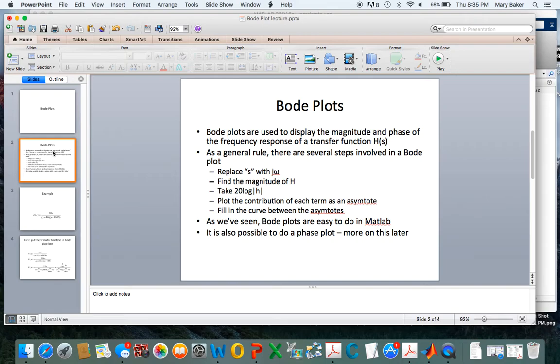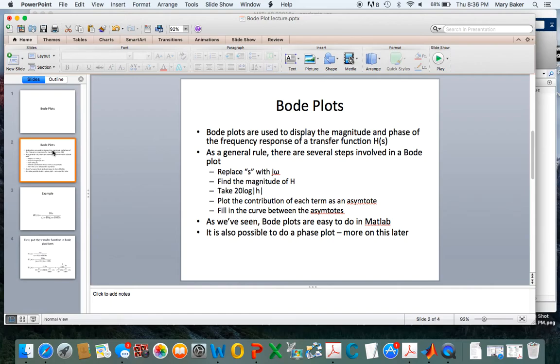So, just as an introduction to Bode plots, a Bode plot is used to display the magnitude and phase of the frequency response of a transfer function, H of s. When we've discussed transfer functions, they play a critical role in describing filter performance, but basically a transfer function is an output over an input.